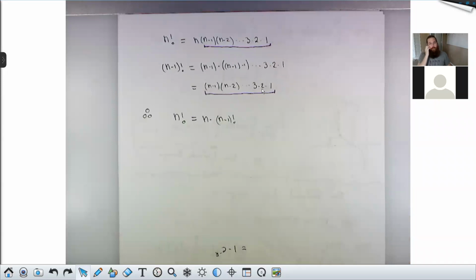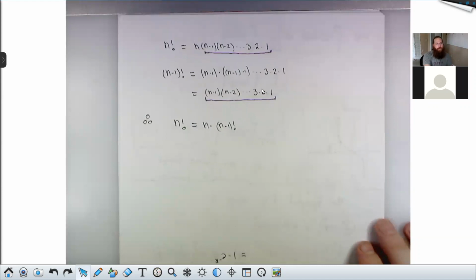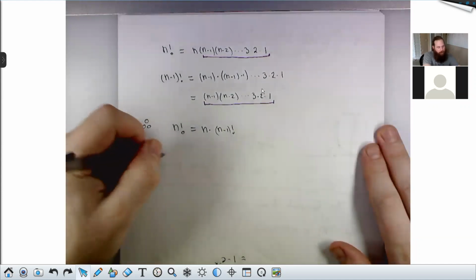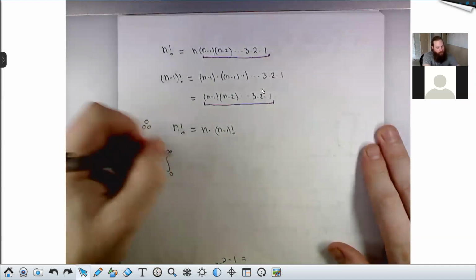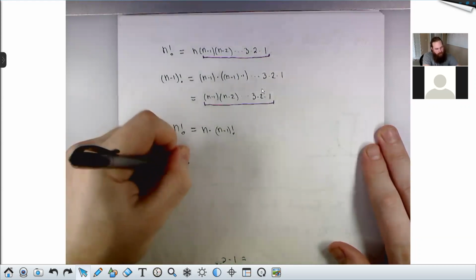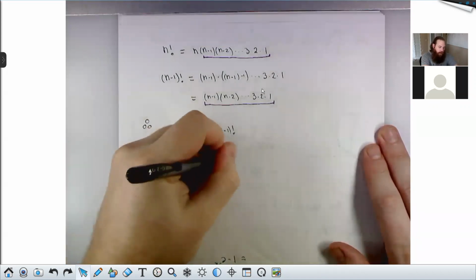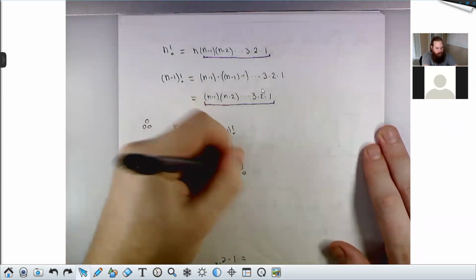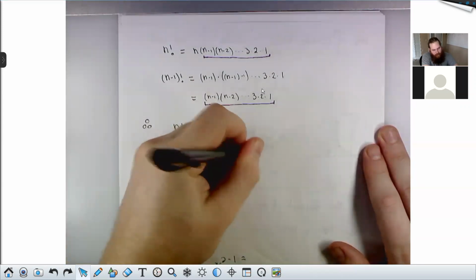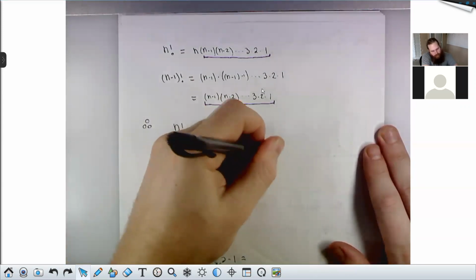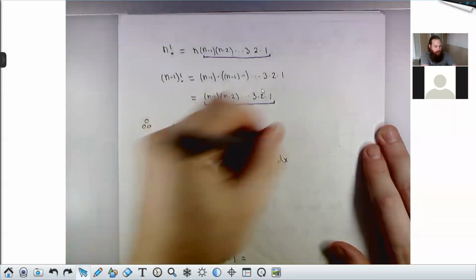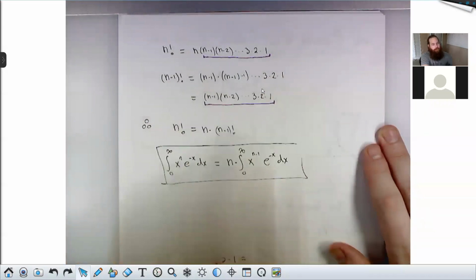N factorial is equal to n times the factorial of n minus 1. And that's the easiest way to prove that that integral does what it should do. So you want to show that the integral from 0 to infinity of x to the n e to the minus x dx is equal to n times the integral from 0 to infinity of x to the n minus 1 e to the minus x dx. This is what you want to show on that homework problem.